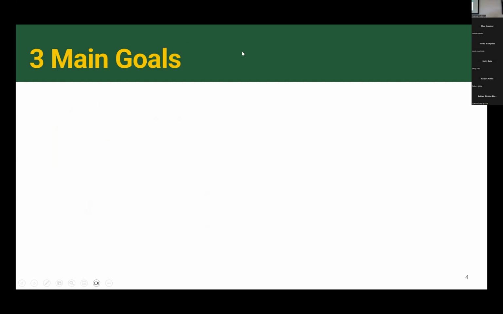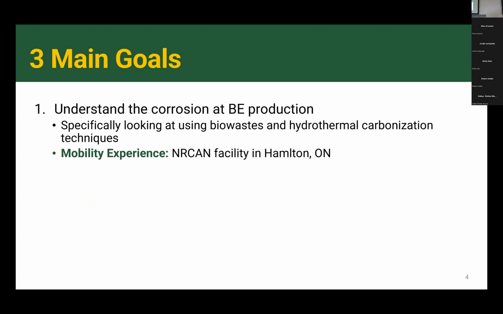And to do this, I basically have three main goals I want to accomplish over the entire course of my PhD. So the first would be to understand the corrosion at bioenergy production. Now, bioenergy is a very, very broad field. So in order to narrow it down, we're going to look specifically at using biowastes. So not exactly deforestation or anything, but more the byproducts from either agriculture or municipalities itself.